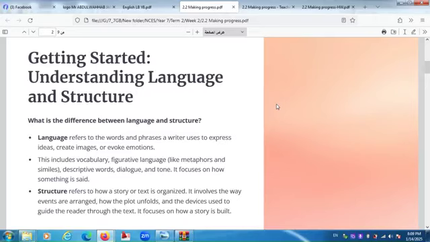In order to get started, I need to remind students of the difference between language and structure. What is the difference between language and structure? Language refers to the words and phrases that a writer uses to express ideas, create images, or evoke emotions. Language is the content. Language is the words and the phrases which we use.